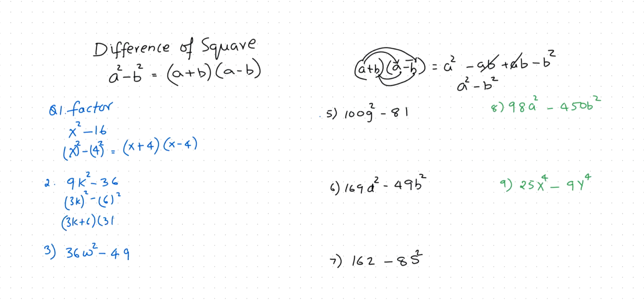Similarly, next one, 36w² − 49. First we arrange both as squares. The square root of 36 is 6, so (6w)², minus the square root of 49, which is 7, so 7². So this expression is the same as a² − b². The factors will be a + b, so 6w + 7, and a − b, that is 6w − 7.